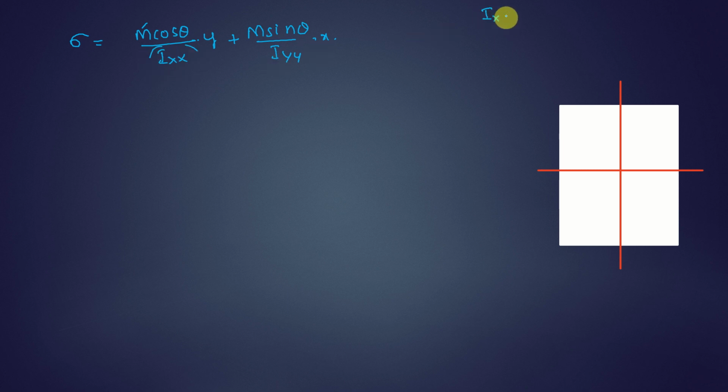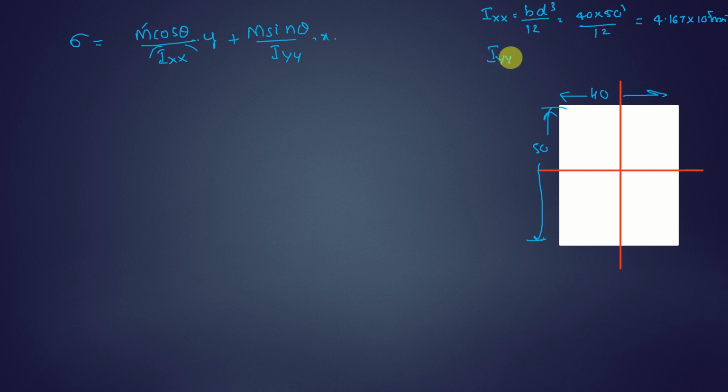Moment of inertia about the x-axis for the rectangular section will be, as you know very well, b d cube by 12. Breadth we have 40 mm and depth we have 50 mm. So this is 40 into 50 cube by 12, and that will be 4.167 into 10 power 5 mm power 4. And moment of inertia about the y-axis will be d b cube by 12. So that will be 50 into 40 cube by 12, that is again 2.67 into 10 power 5 mm power 4. So these two parameters we have calculated.